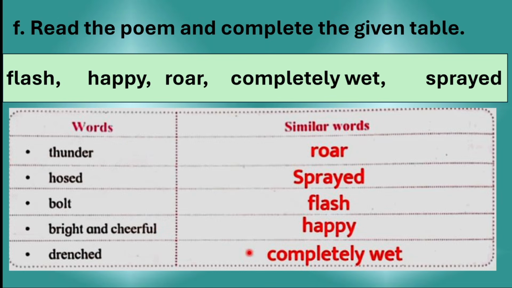Next question, read the poem and complete the given table. Words are thunder, hose, bolt, bright and cheerful and drench. And the meaning is like that way. Thunder, similar word is roar. Hose, similar word is spray.